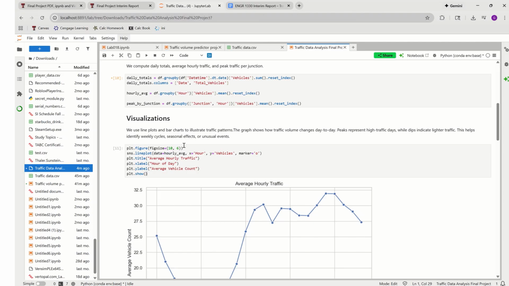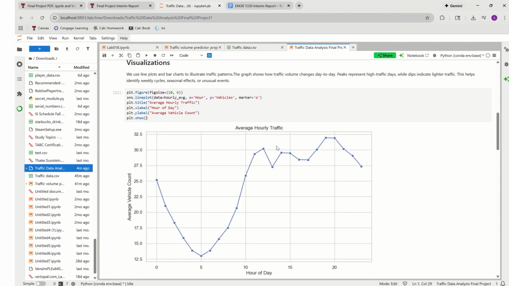We're going to use line plots and bar charts to illustrate traffic patterns, and the graph shows how traffic volume changes day to day. Peaks represent high traffic, while dips indicate lighter traffic. This helps identify weekly cycles, seasonal effects, or unusual events.